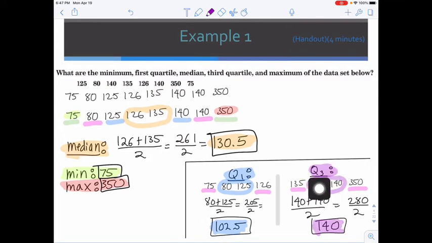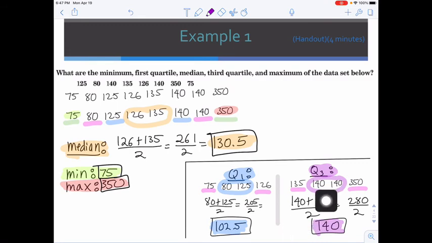We will do the same thing for the third quartile, except with the upper half. So we'll start with 135, 140, 140, and 350. Again, we only have four values, so counting in from the outside, we'll get rid of 135 and 350. We're left with 140 and 140. We want to find the mean of 140 and 140, which would be 140 plus 140, or 280, divided by 2, which gives us 140.